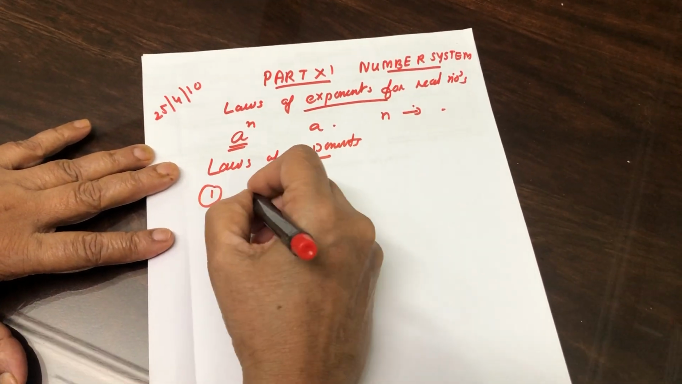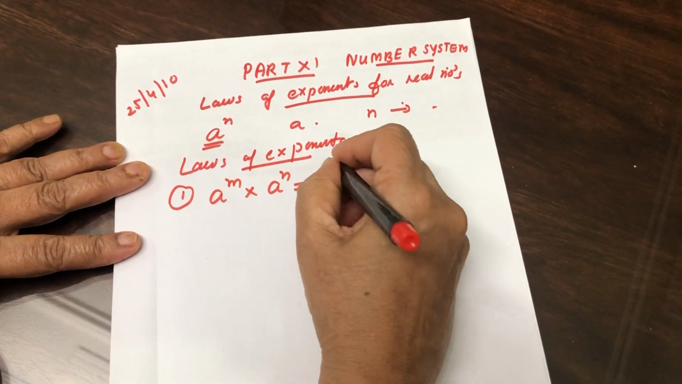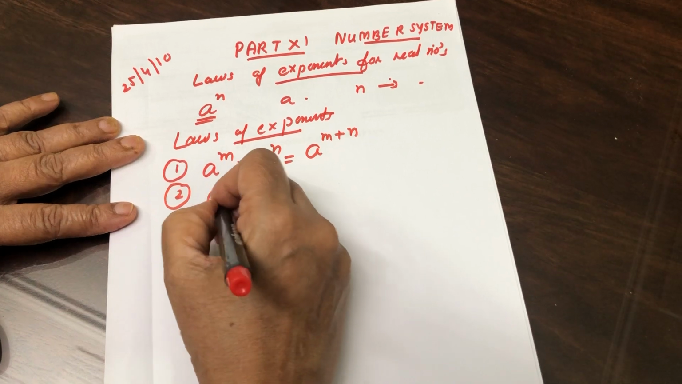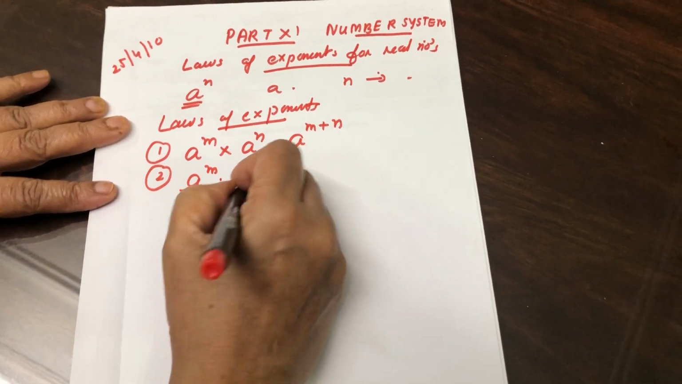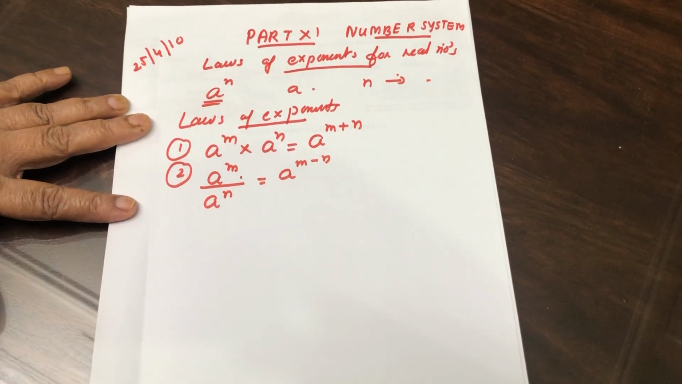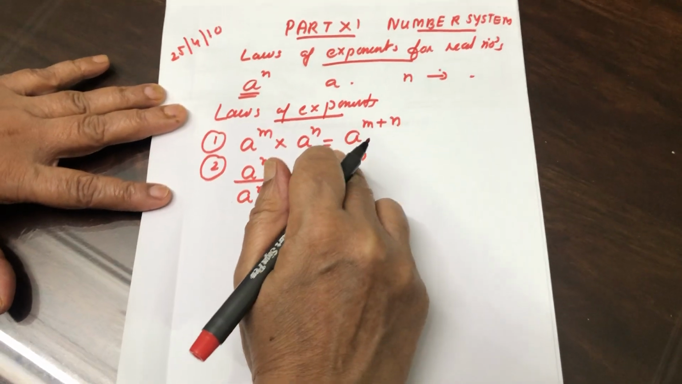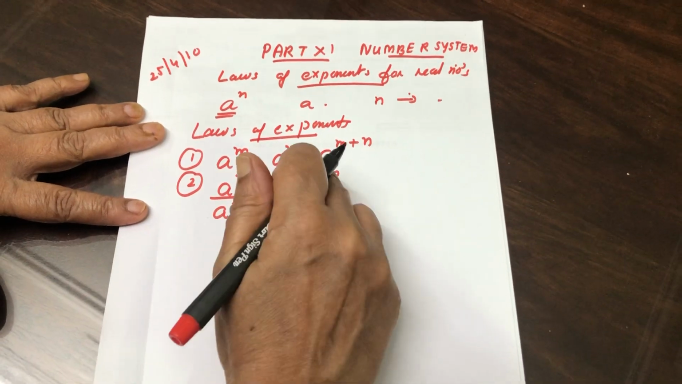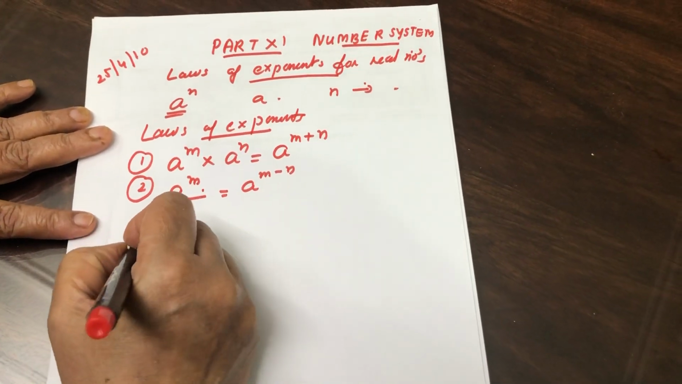First one you have learned: a raised to m into a raised to n is a raised to m plus n. Second one, a raised to m divided by a raised to n is a raised to m minus n. If m is greater than n, you get a positive exponent here. If n is greater than m, you get a negative number here. So now the third one.